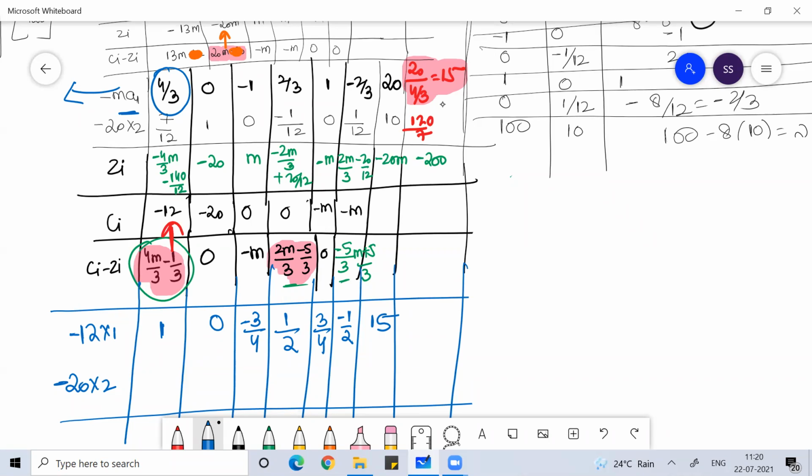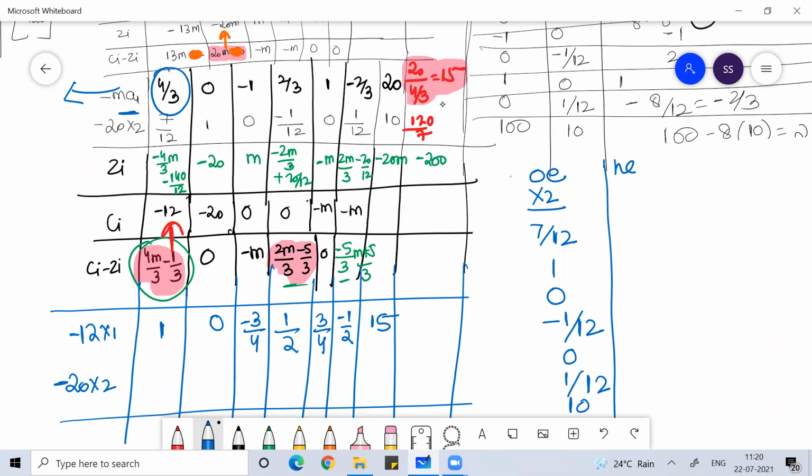Now I got the new values of x1. Now I have to find the new values of x2. The x2 old values were 7 by 12, then 1, 0, minus 1 by 12, then 0, 1 by 12, and then 10. The new values we get for x1 are 1, 0, minus 3 by 4, 1 by 2, 3 by 4, minus 1 by 2, and 15.